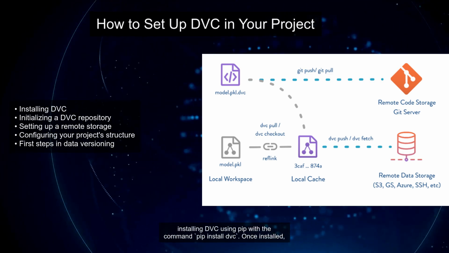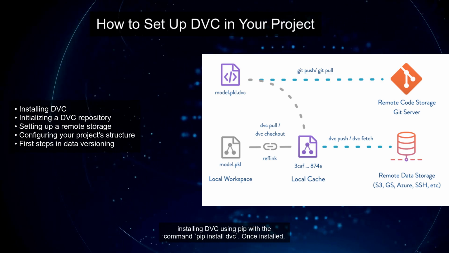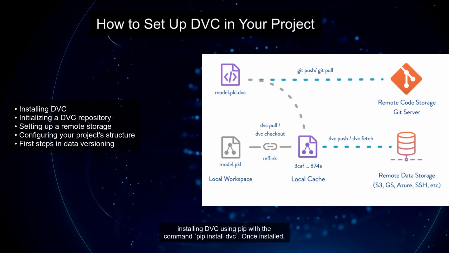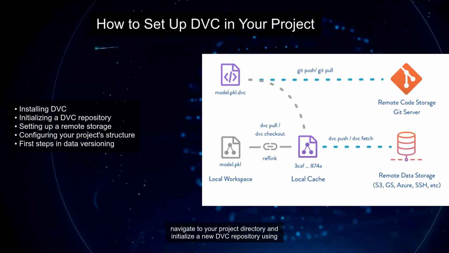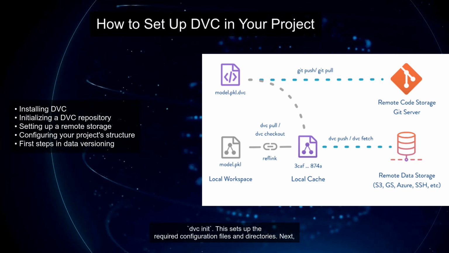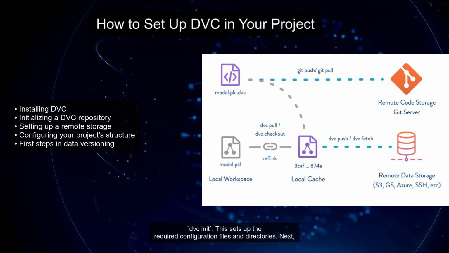Begin by installing DVC using pip with the command pip install dvc. Once installed, navigate to your project directory and initialize a new DVC repository using dvc init. This sets up the required configuration files and directories.